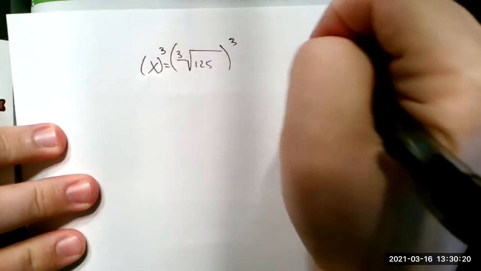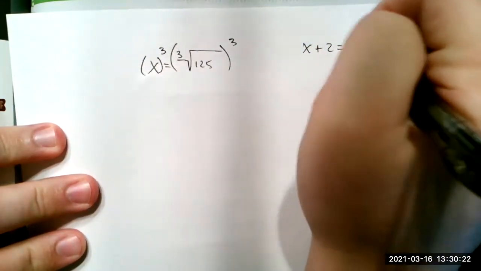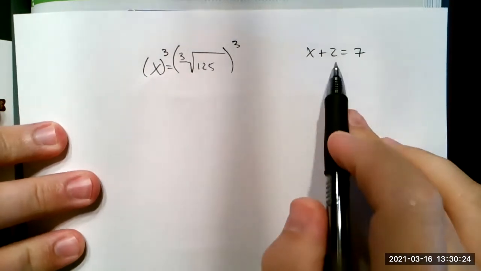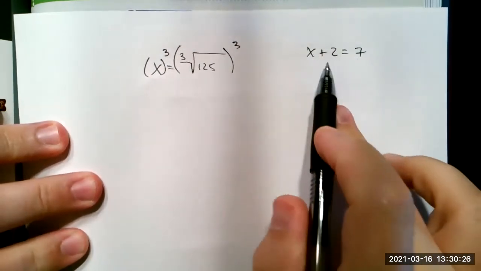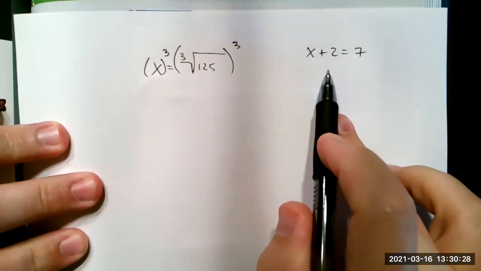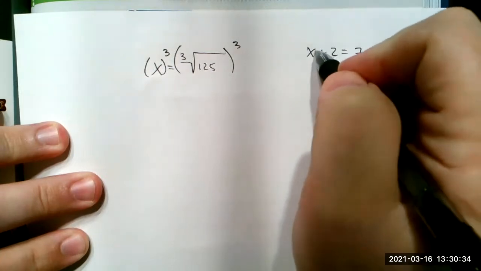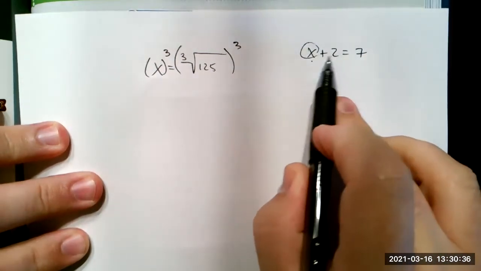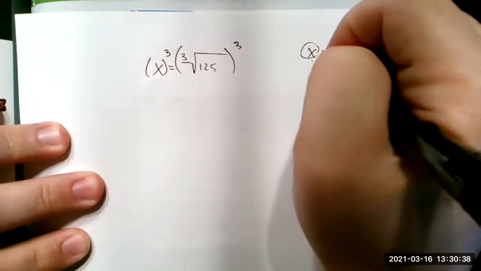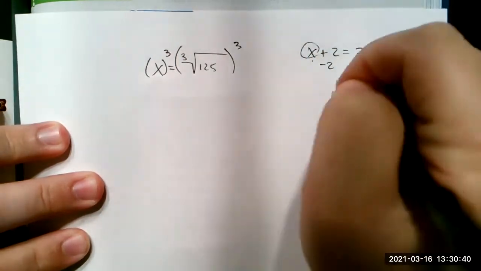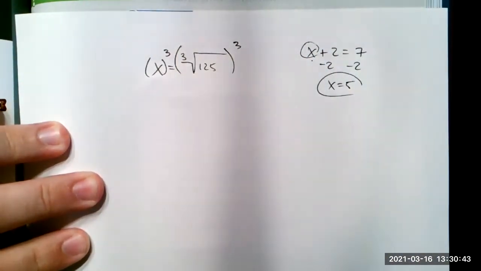Just like if I have something like this, x plus 2 equals 7, right? The way to solve this algebra equation is to just do the opposite. That's all you're doing. You're always doing the opposite to solve for x. So in this case, what's happening with x is I'm adding 2 to it. So the opposite of addition is subtraction. So I get x equals 5.